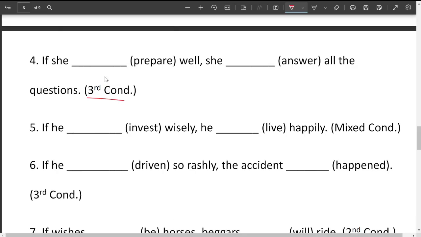Next one: If she ___ well, she ___ all the questions. This is the third condition, so starting with if, in the beginning we need had plus V3. Had plus V3, that is had prepared. If she had prepared well, she ___ all the questions. What can we use here? On the other side, I told you one rule: would have plus V3. V3 is answered. She would have answered all the questions. If she had prepared well, she would have answered all the questions. She did not prepare well, so she is not answering anything.